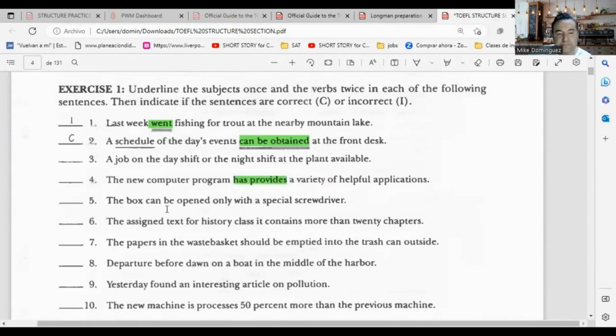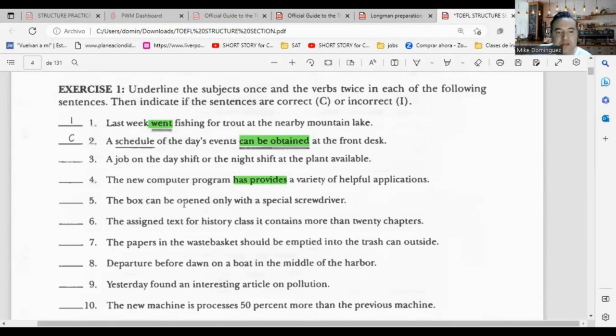"Provide." Teacher, Mike, but that's incorrect. "Has provide." Wait a minute. The second part, we're going to see if the sentence is correct or incorrect. First, we need to just focus on finding subjects and verbs, step by step. Number 5, the verb: opened.